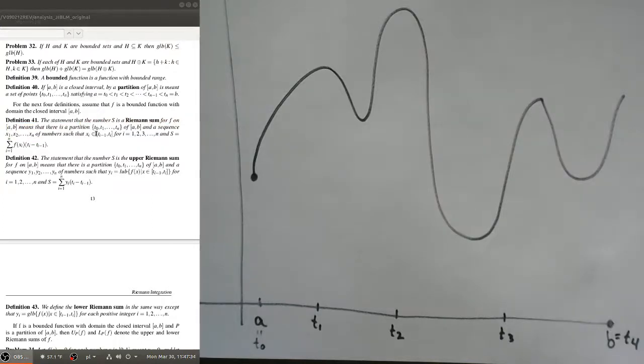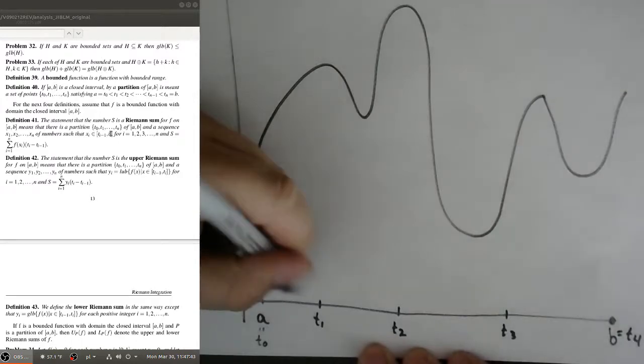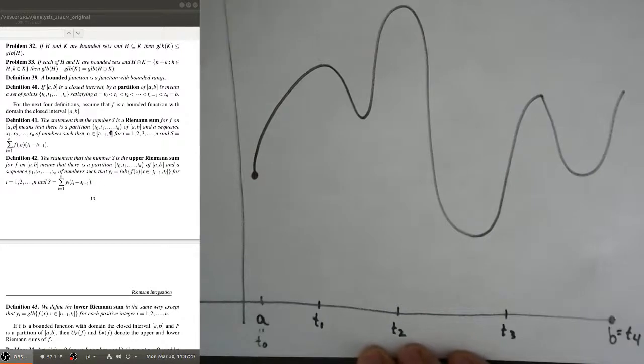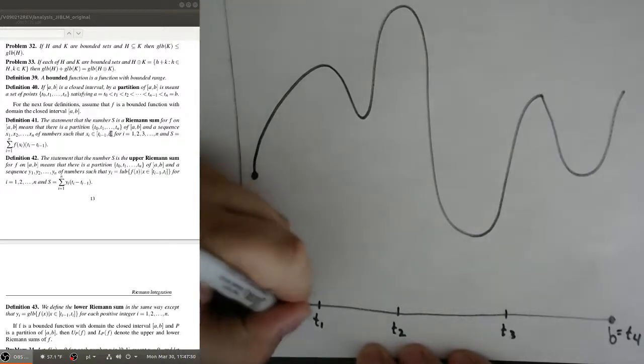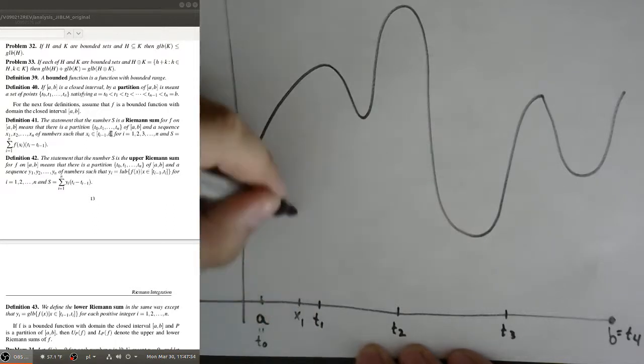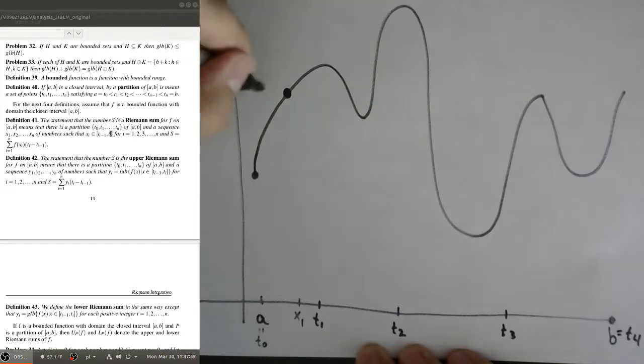So x1 has to live in T1 minus 1, or in other words, T0 to T1. So x1 has to live somewhere in here. And as far as a Riemann sum's concerned, it doesn't care which value you pick. So let's pick this one. That's x1, we're going to say. So x1 maps to this point here. So this is x1, f of x1. That's that coordinate.